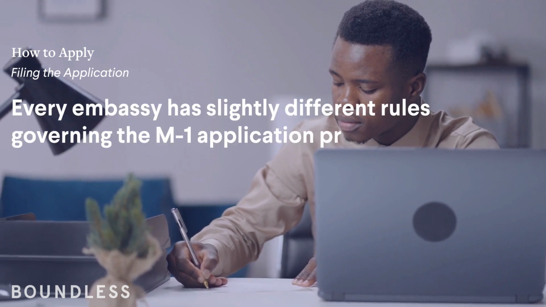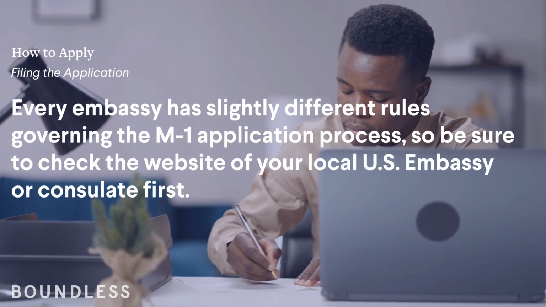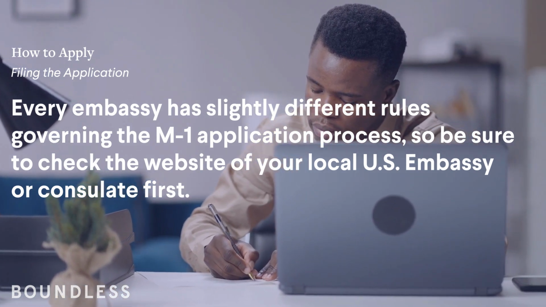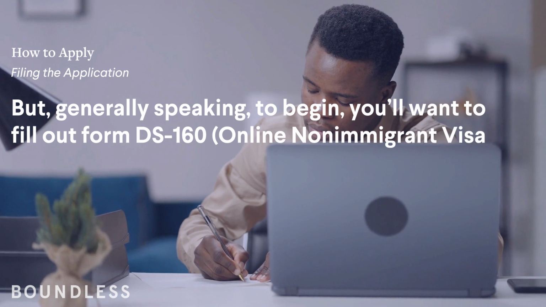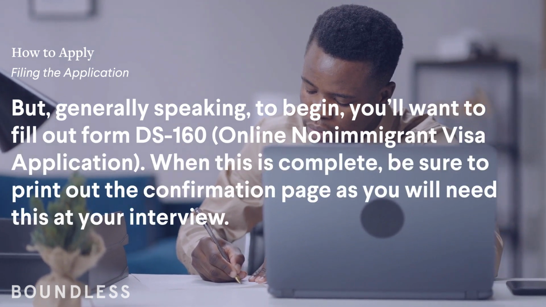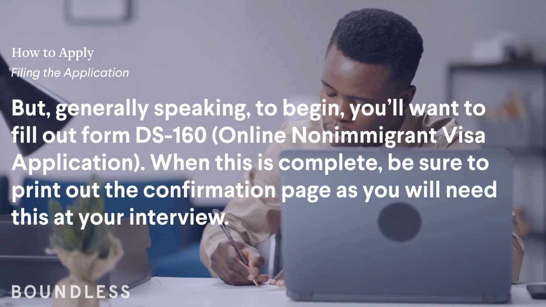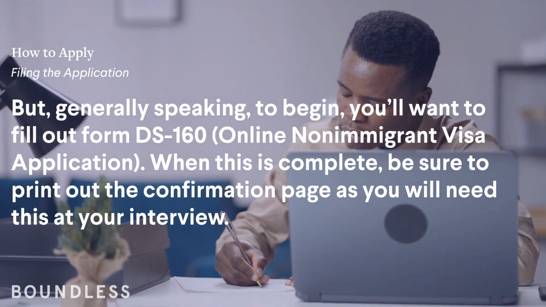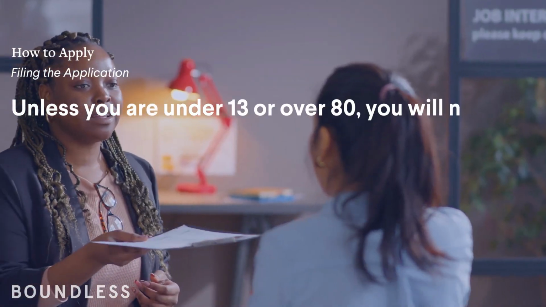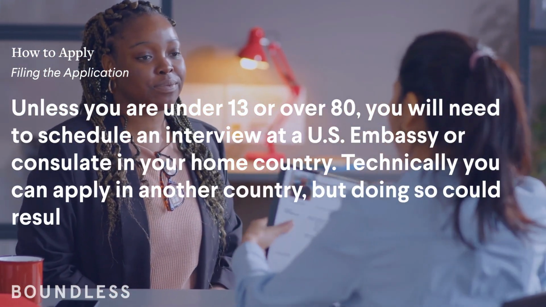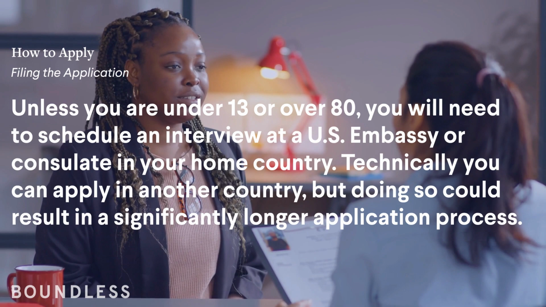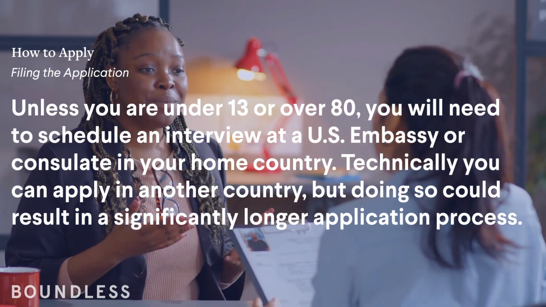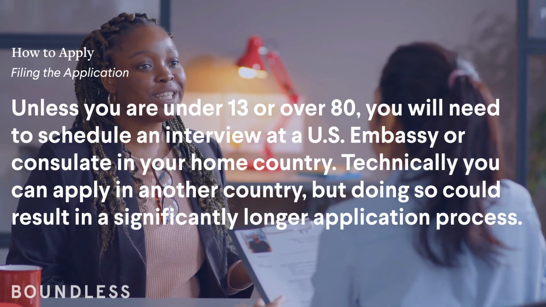Filing the application. Every embassy has a slightly different rule governing the M-1 visa application process, so be sure to check the website of your local U.S. Embassy or consulate first. But, generally speaking, to begin, you'll want to fill out Form DS-160, Online Non-Immigrant Visa Application. When this is complete, be sure to print out the confirmation page as you'll need this at your interview. Unless you're under 13 or over 80, you will need to schedule an interview at a U.S. Embassy or consulate in your home country. Technically, you can apply in another country, but doing so could result in a significantly longer application process.